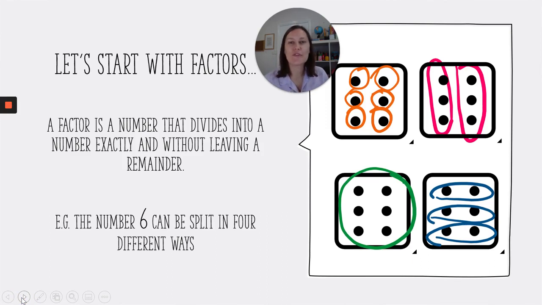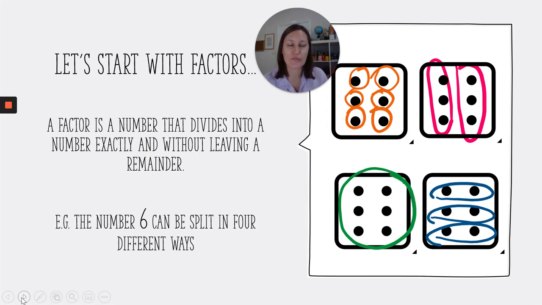Okay, before we use the terms prime and composite, I just want to explain what I mean when I use the term factor as well. So a factor is a number that divides into another number exactly without leaving any remainders. I'm going to demonstrate that here on the screen.